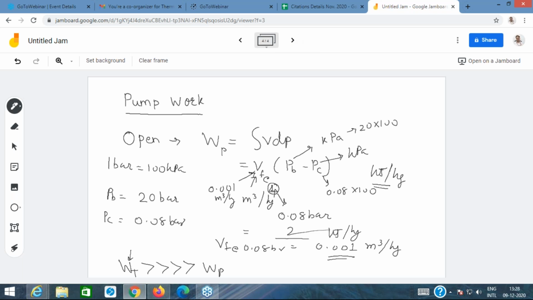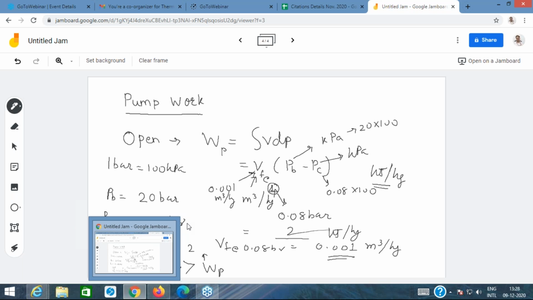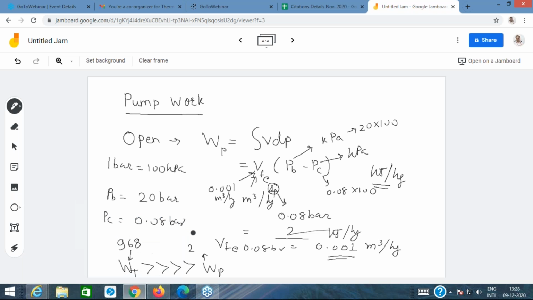So pump work is negligibly small, and that is an advantage of the Rankine cycle, that you will require pump work which is very small, and hence the net work would be substantially higher. Net work, which is turbine work minus pump work, would be substantially higher. This is a very important advantage of the Rankine cycle.